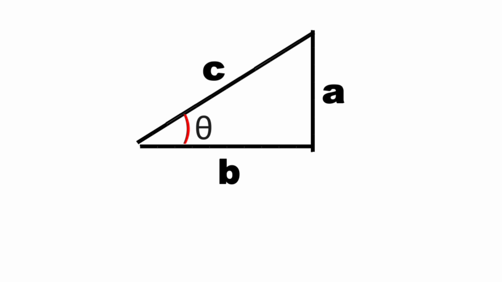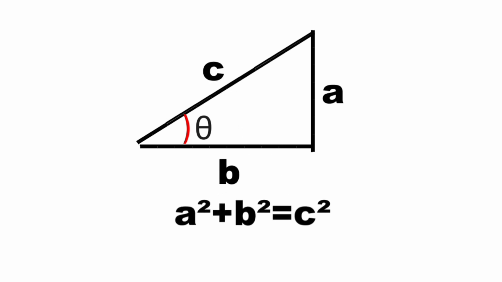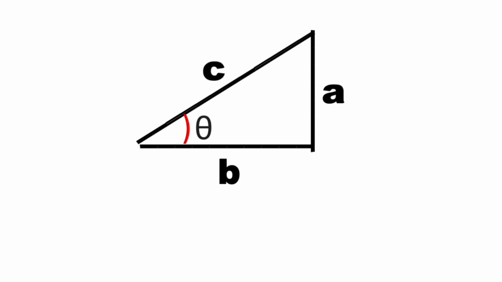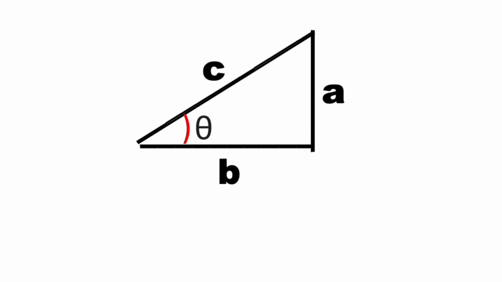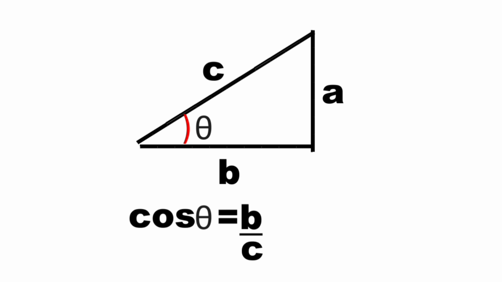Pythagoras was able to generate the formula for the right triangle that the square of the opposite side plus the square of the adjacent side is equal to the square of the hypotenuse, or A squared plus B squared equals C squared. In connection to trigonometry, sine theta is equal to opposite side over hypotenuse, or A over C. And also, cosine theta is equal to adjacent side over hypotenuse, or B over C.